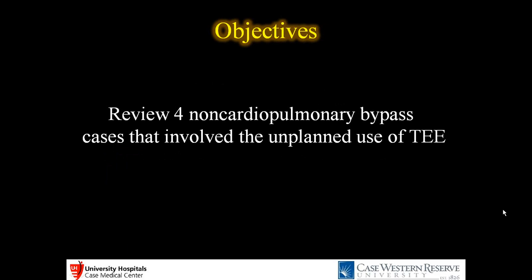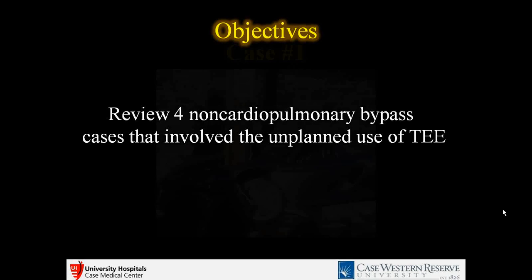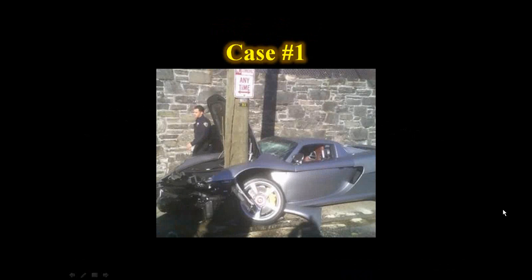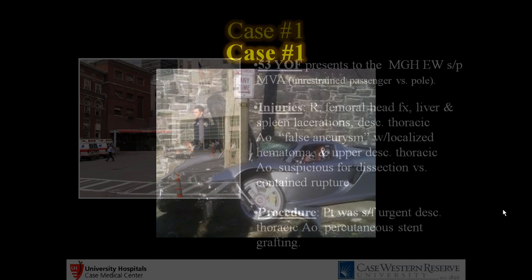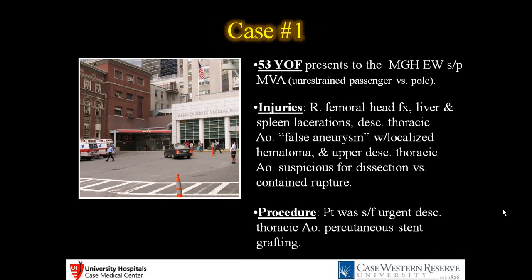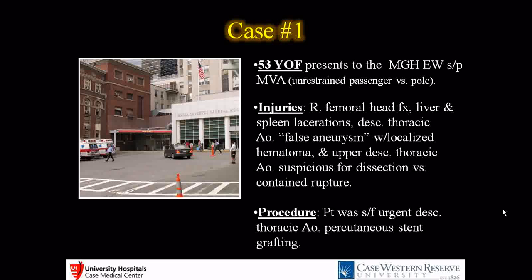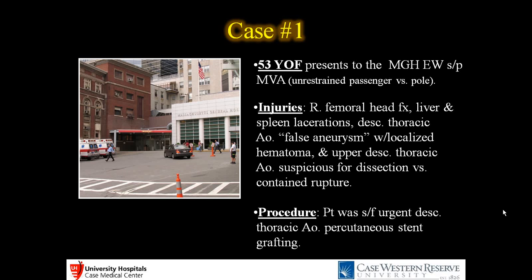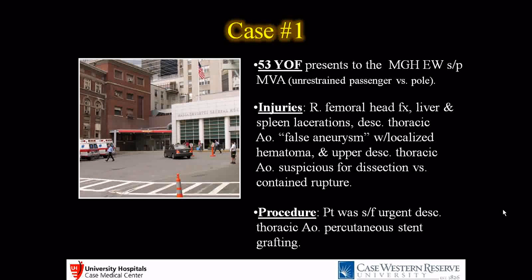Our objectives today are to review 4 non-cardiopulmonary bypass cases that involve the unplanned use of transesophageal echo. We'll start with case 1, which involved a car accident. It was a 53-year-old female who presented to the Mass General Emergency Ward, status post MVA, unrestrained passenger versus pole. Her injuries included a right femoral head fracture, and both liver and spleen lacerations.